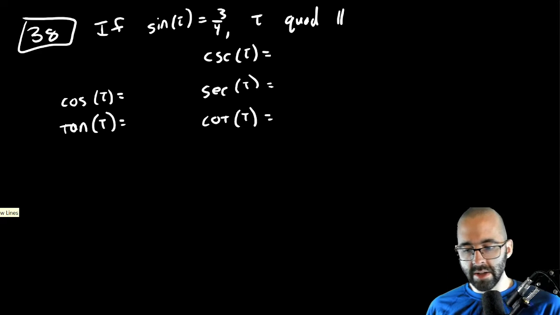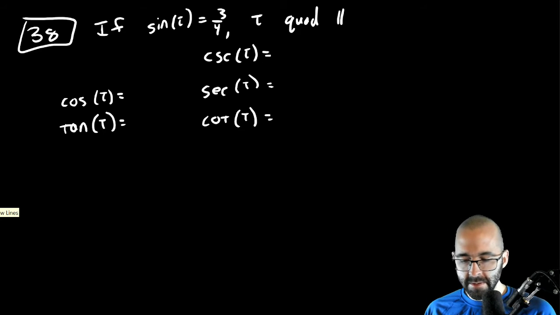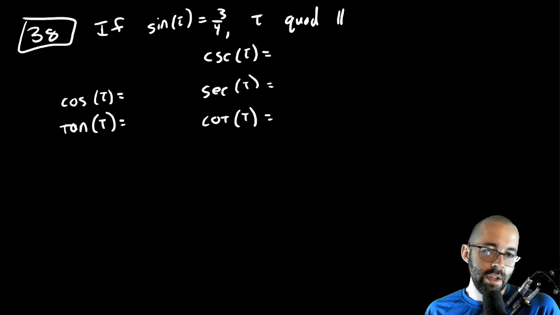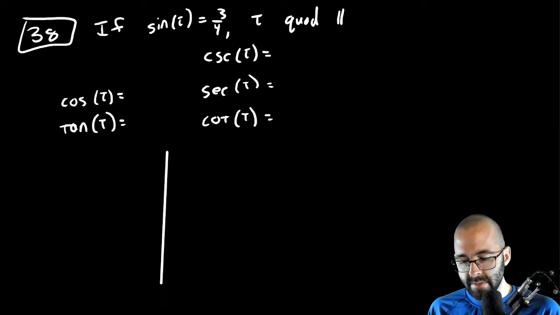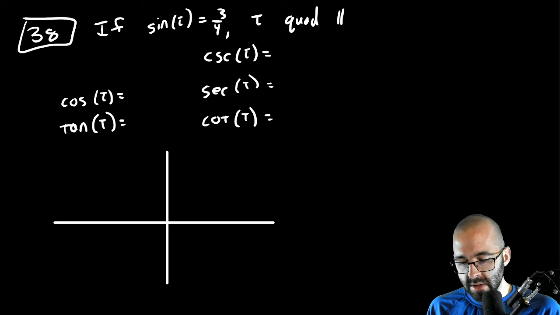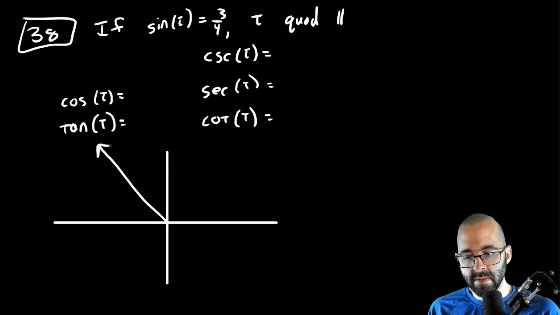So we're going to draw a little picture. Okay? 2 ways of doing this. You can either draw a picture and do it like we did the last problem, or you can use a Pythagorean identity. You draw a picture. I don't know where it is. Let's just draw somewhere in the second quadrant. Right? It's in quadrant 2.